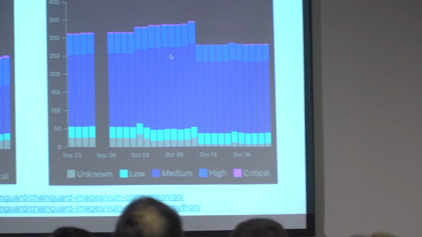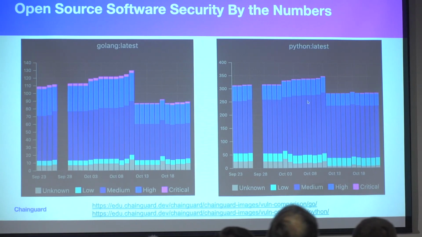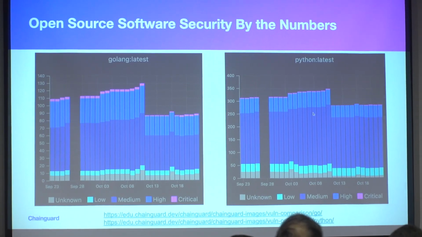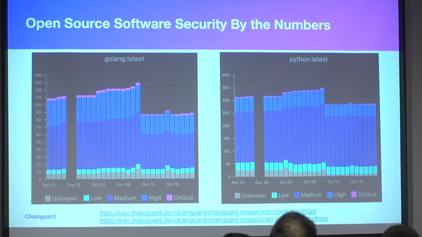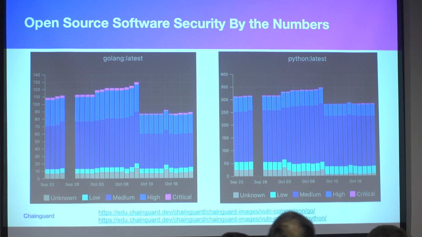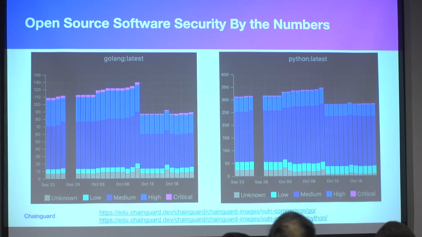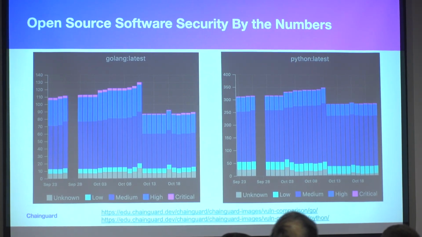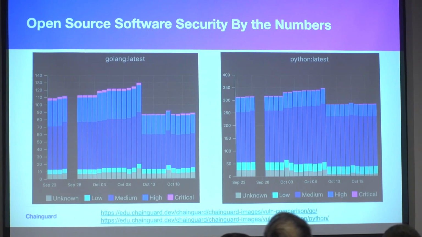Another one over here, Python. These graphs aren't adjusted. It'd be nice, but this is 3 times as many. This is a Python 3.12 image. So the latest and greatest Python image, it's got 300 CVEs generally at any given time. So that's kind of a shaky foundation to be starting with, building your application and wanting to ship that to production.